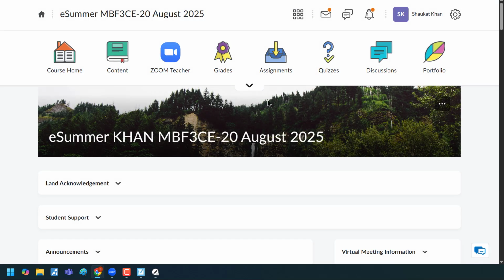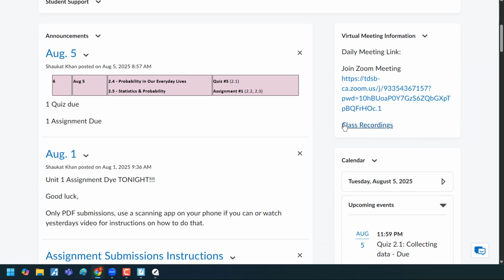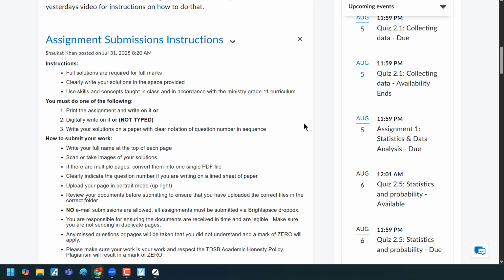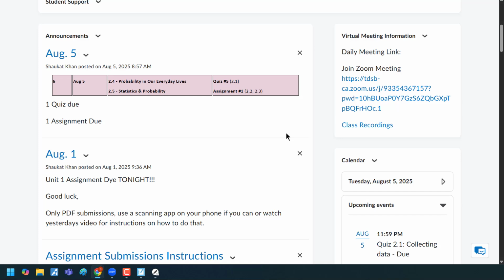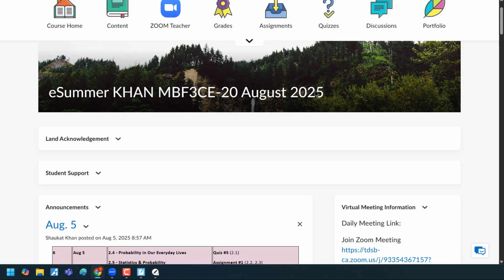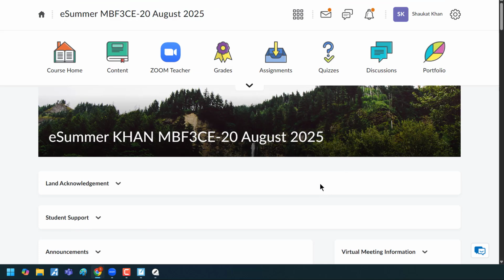And the same rules for assignments, which you should have some experience from the previous assignment, which is, you can either print it out or write on it digitally, not typing, or just get a piece of paper and then write your answers clearly and make sure it's in proper question number sequence, and then scan it as a PDF and upload it. If you're still having issues with that, obviously, talk to me, let me know, email me, come to the office hours, and then we'll figure it out.